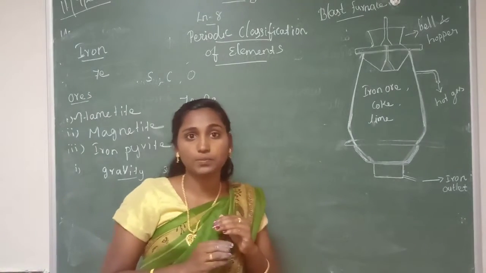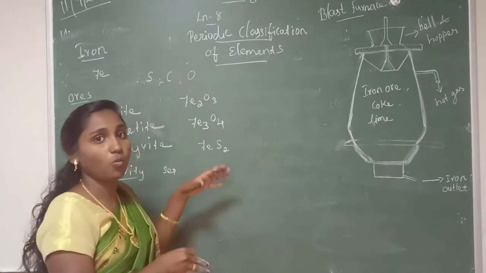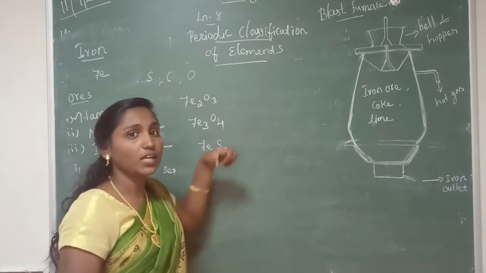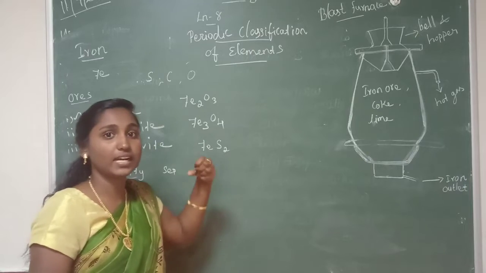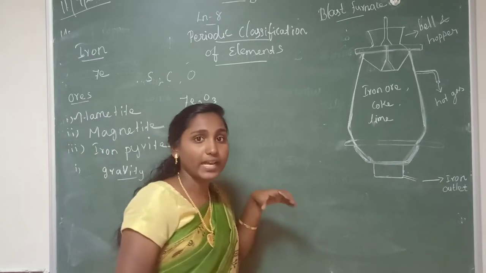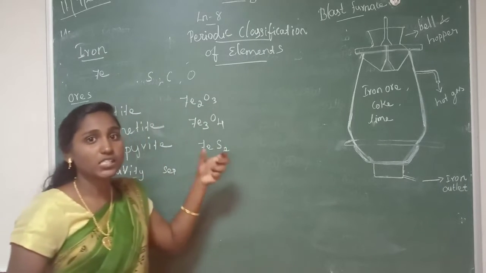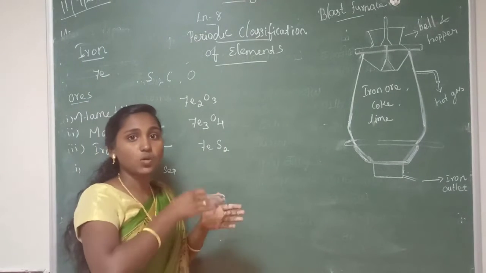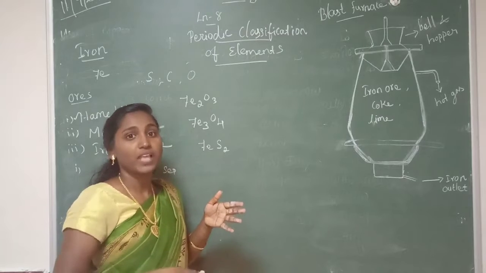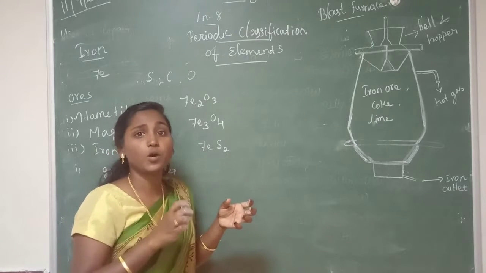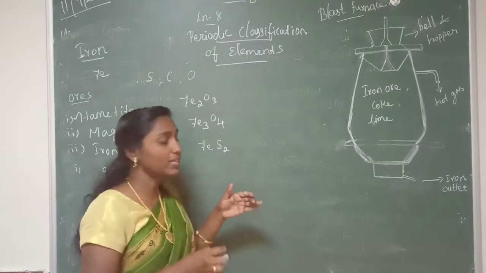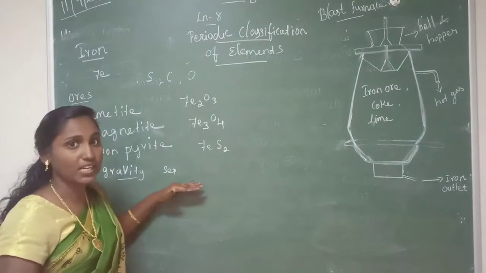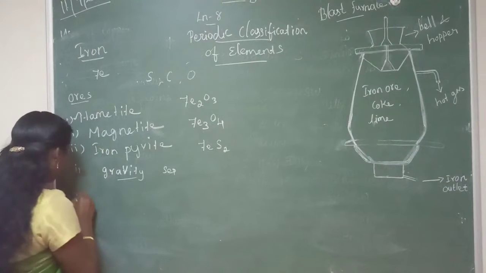Gravity separation method means we take crushed ore, that means powdered ore, on a sloped table and wash it with a stream of water. During this process, lighter particles are washed away with water and the denser ore settles at the bottom of the table. That is the gravity separation method. Then the second method, roasting.